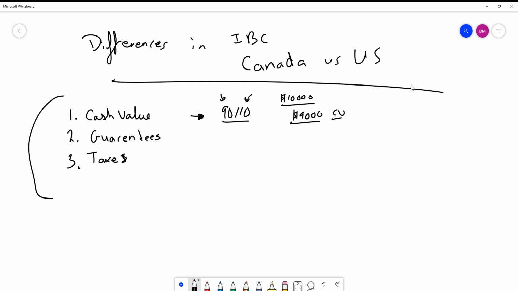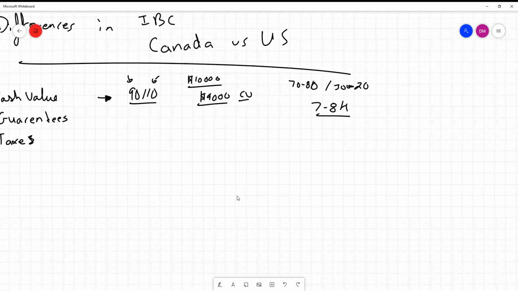Okay. In Canada, you're typically talking about a 70 to 80 split, so 30-20. What that means is that typically speaking, if you put 10 grand in, you're going to end up with $7,000 to $8,000 cash upfront available to you in the first year, assuming your policy is structured correctly. Does this actually make a difference at the end of the day? Yes and no.